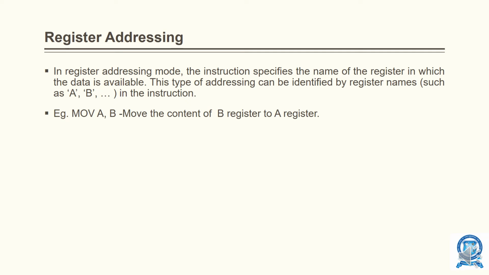So the third type is register addressing. In register addressing mode, the instruction specifies the name of the register in which the data is available. This type of addressing can be identified by register names such as A, B, etc. Say, for example, MOV A, B. So with the help of registers, you will be addressing the data. Such type of addressing we call register addressing.